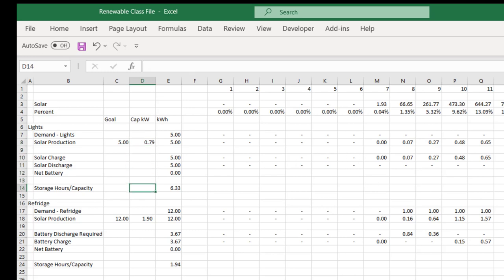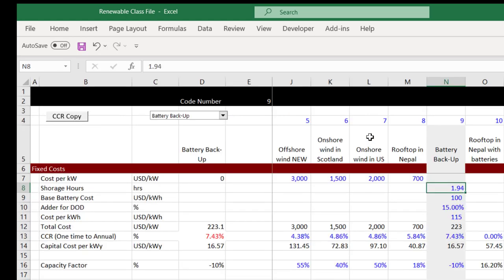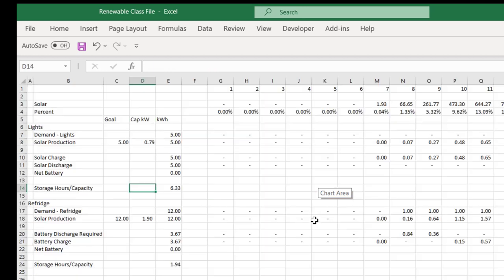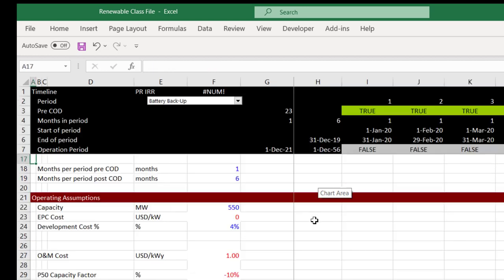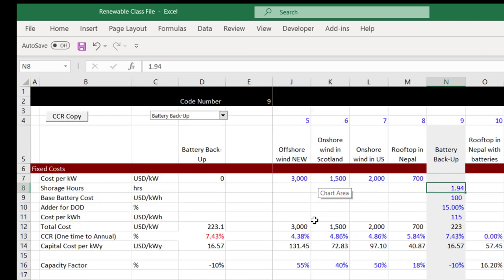So if we needed this solar simply for charging our batteries, it's just a counting kind of game. We'd need to put in 6.33 hours of storage. And then we need to pay 100 for the storage, but we can't really use it all because we have this depth of discharge problem.